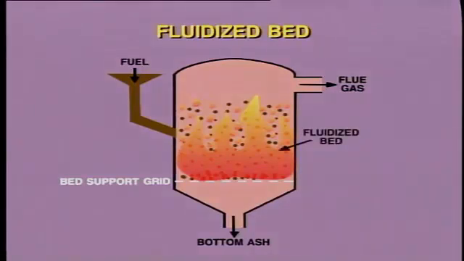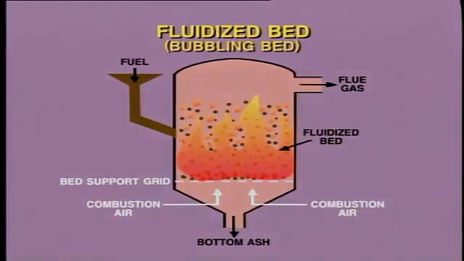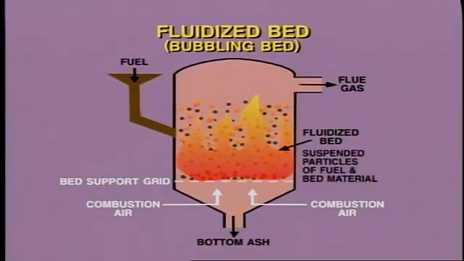Combustion takes place in a bed, floating on the combustion air, which is fed up through the bottom of the furnace. This is often known as a bubbling bed. Particles of fuel and bed material, sand or fine gravel, are suspended in the air and gas stream, almost resembling a fluid, hence the name. Well, isn't this just like pulverized coal then? Well, no. The fluidized bed allows us to burn much larger particles than pulverized fuel. But what's the advantage of this type of combustion?